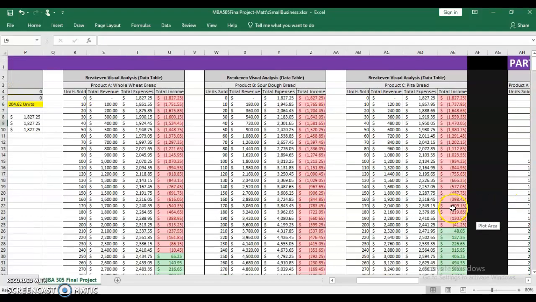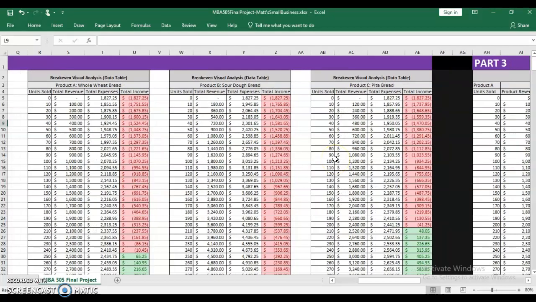I thought this would be helpful because during a quarantine, trying to run a business, not only are production levels limited, but the ingredients that are available each week may vary. Some weeks you may only be able to make whole wheat bread, some maybe only sourdough bread. If you can't find sourdough starter, maybe you resort to pita bread. So that's the break-even analysis for each individual product.